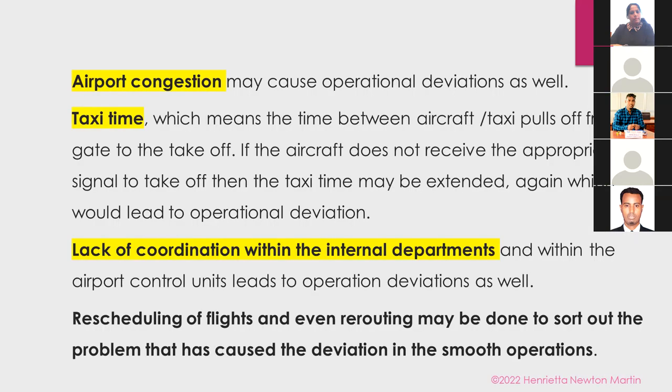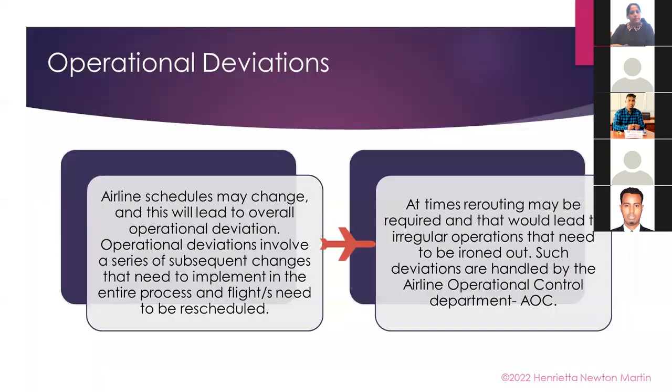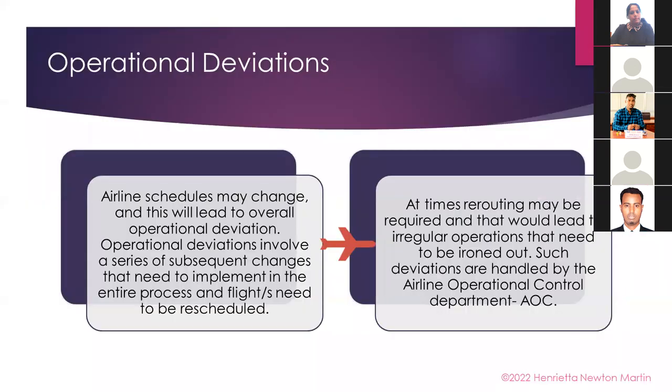So this is all about operation deviation. This has been a small chapter, and in this chapter, again, I'm trying to recapitulate and tell you that airline scheduling has a direct bearing upon airline operations. I'm repeating, airline scheduling has a direct bearing upon airline operations. In case of schedule deviation, it would have a direct impact on the operations and thereby cause operational deviations.